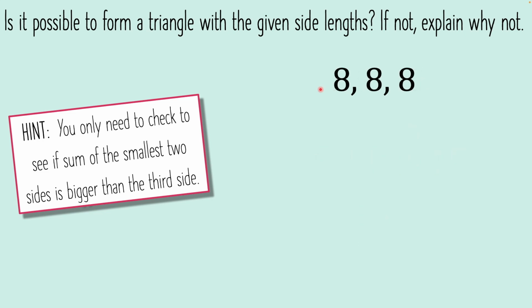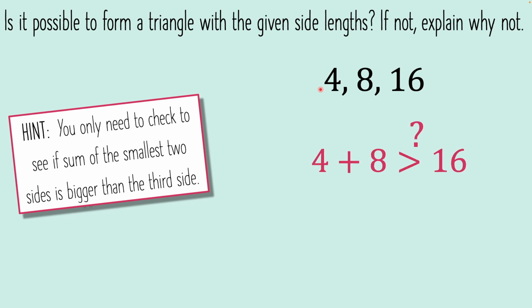What about this one? 8, 8, 8. They're all the same size. So let's just pick two. 8 plus 8, is that bigger than 8? Yes, it is. That's actually an equilateral triangle. So all the sides can always be the same. Okay, what about 4, 8, and 16? 4 and 8 are the small sides. So is 4 plus 8 greater than 16? 4 plus 8 is 12. That's less than 16. So we could not make a triangle with those side lengths.